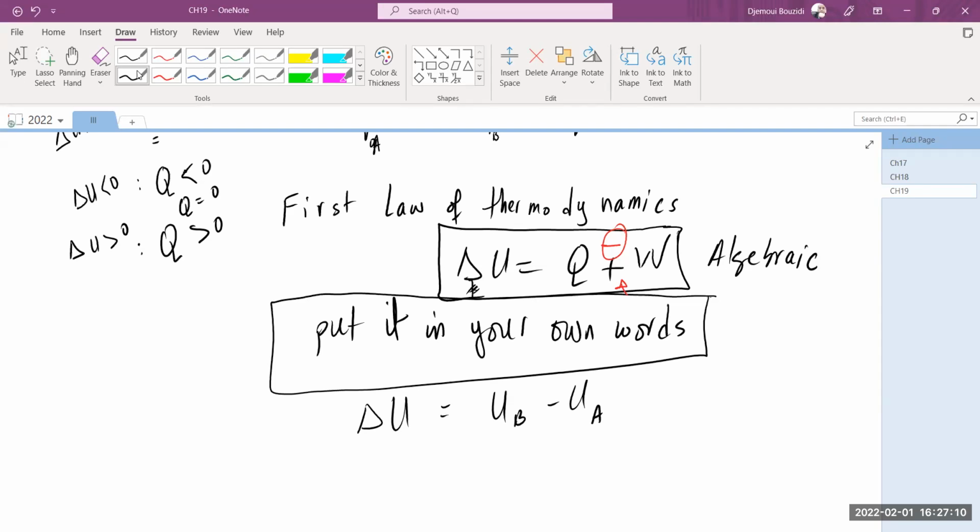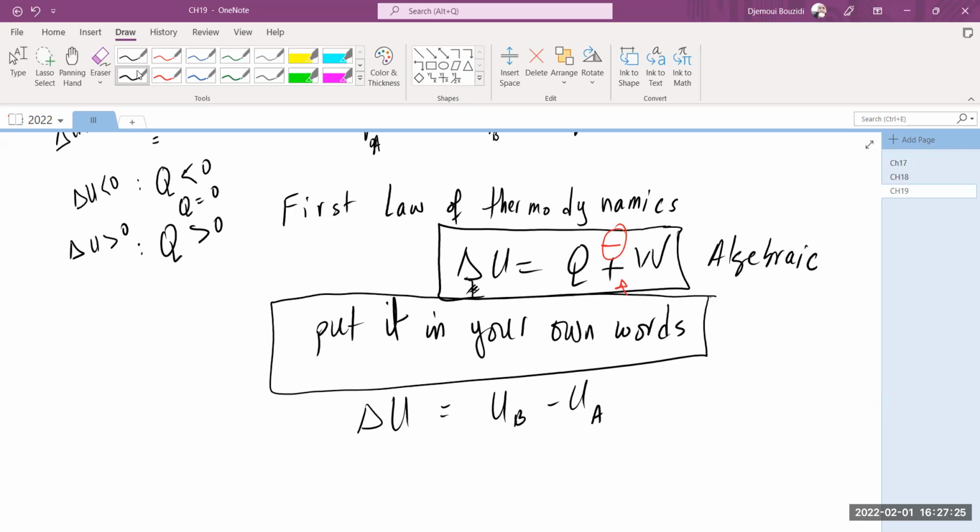If delta U turned out to be positive, then the temperature must have gone up. If delta U turned out to be negative, then the temperature must have gone down. So that is in a nutshell what the whole idea is.